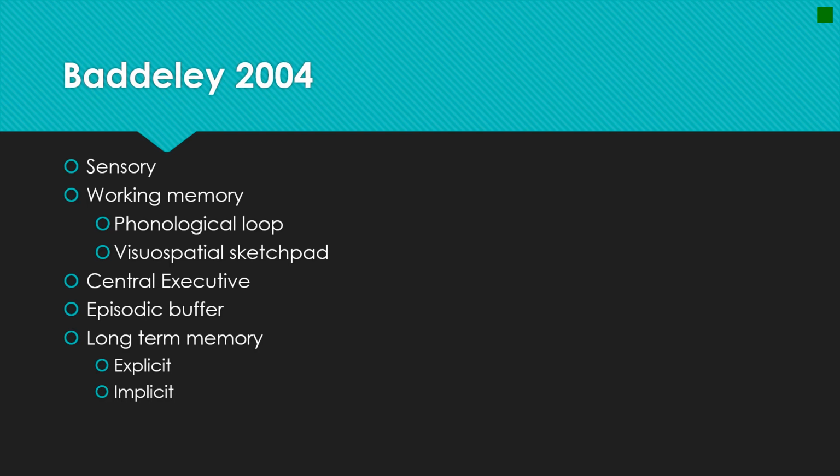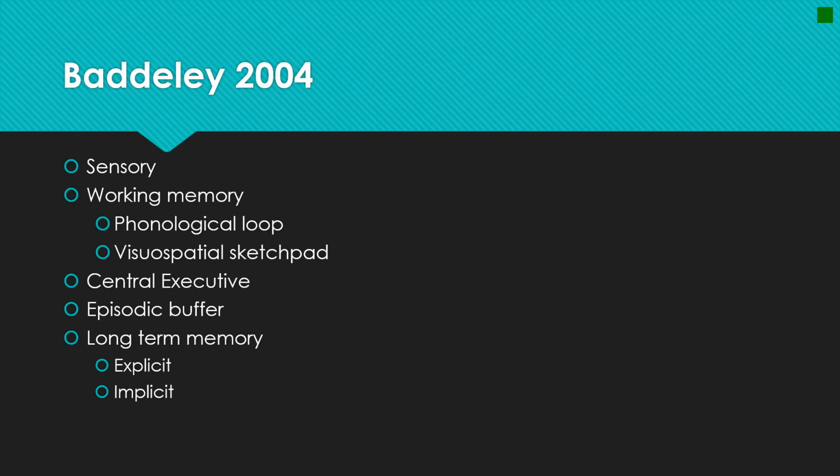Episodic buffer. This is the process whereby we can take advantage of prior knowledge to package information more efficiently and enhance storage and retrieval. So it's just a quicker way to access those memories.